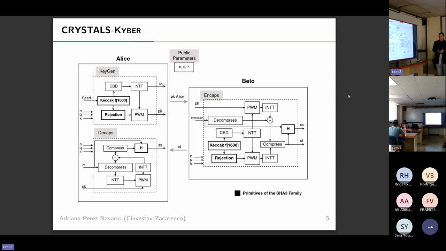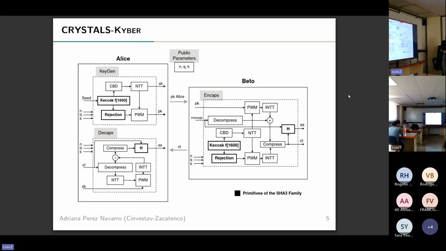If we map the key encapsulation mechanism to CRYSTALS-KYBER, we have the same three algorithms: KeyGen, Encaps, and Decaps. These are the operations that CRYSTALS-KYBER implements. In this paper, we focus on the primitive of the SHA-3 family that is used in CRYSTALS-KYBER, involved in the diagram.